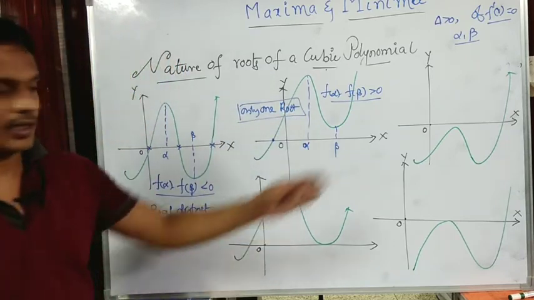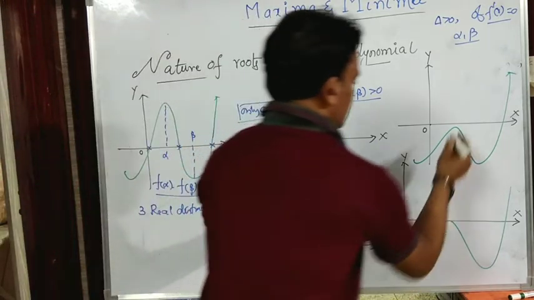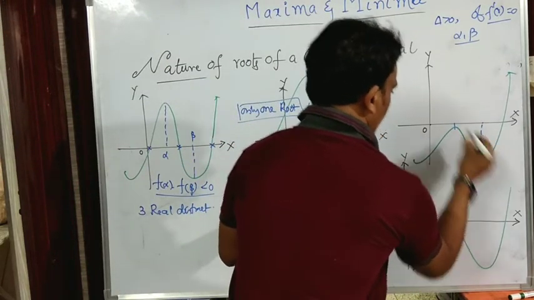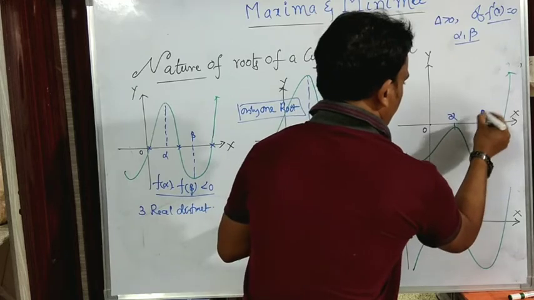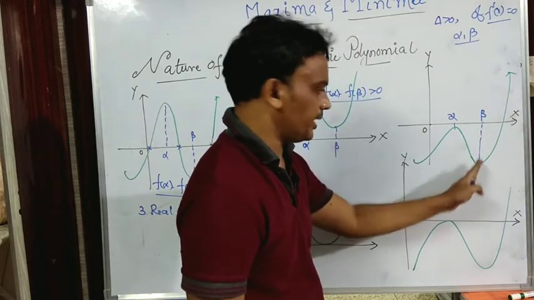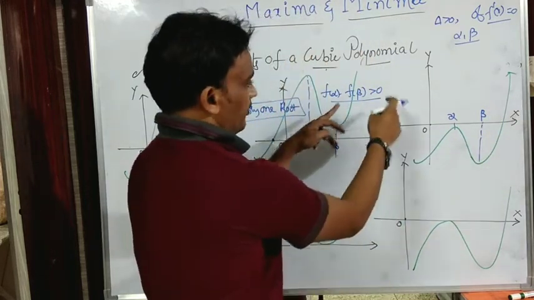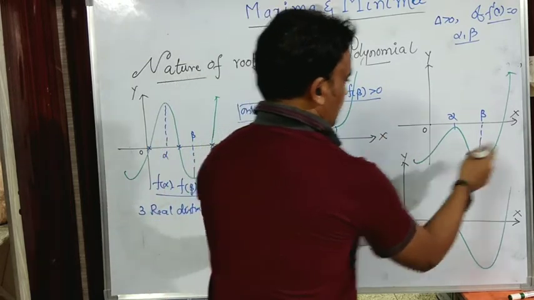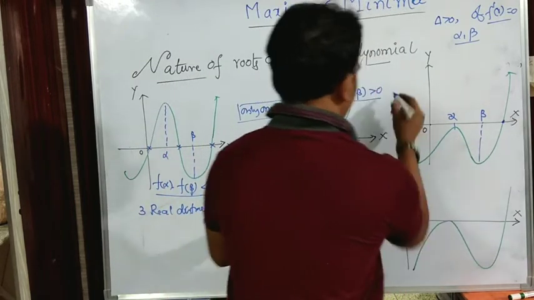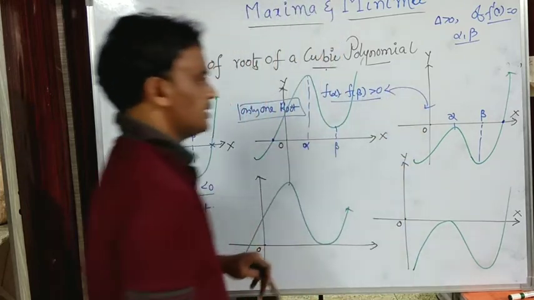Coming to this case, of course, this is also the same thing. So it is alpha and it is beta. f of alpha is negative, f of beta is negative. f of alpha into f of beta is positive. It intersects at only one point. Yes, both the cases are the same.